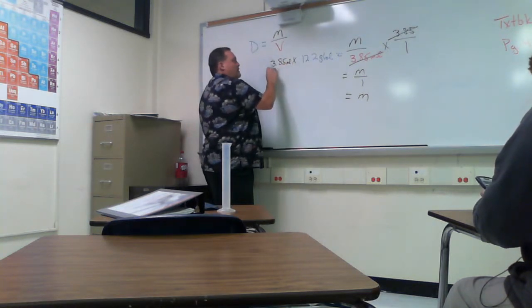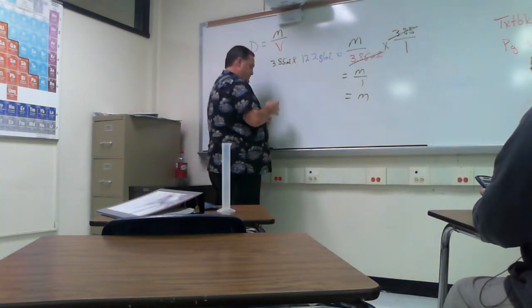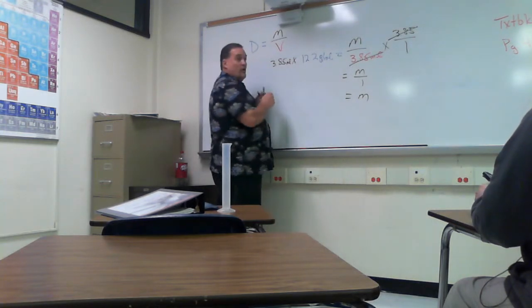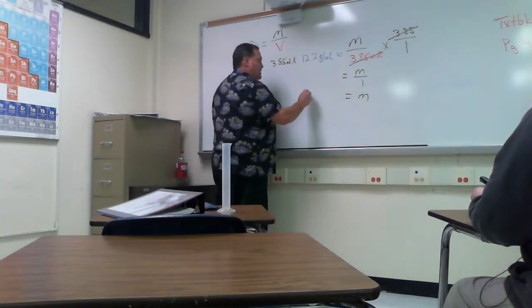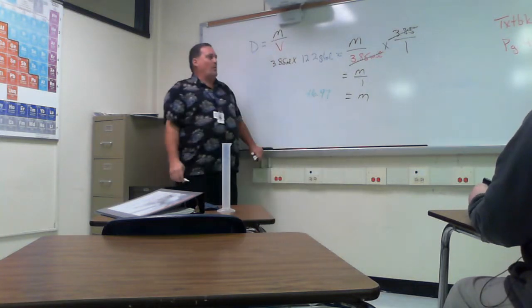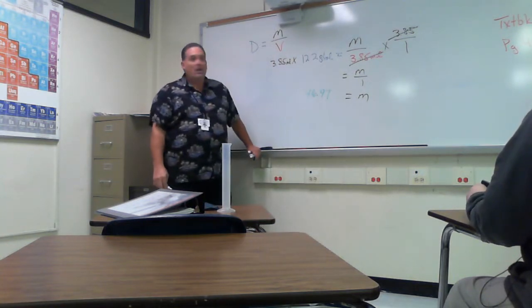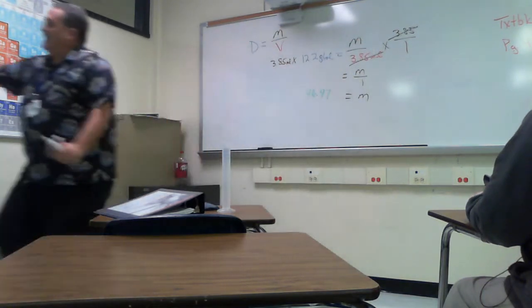All you got to do with your calculator is do 3.85 times 12.2. What does that equal? 46.97. Does everybody agree? 46.97? Yeah. Okay, you guys did good. So we got 46.97. All right, 46.97 what? What were we trying to solve for? Mass. So what's our answer going to be in?